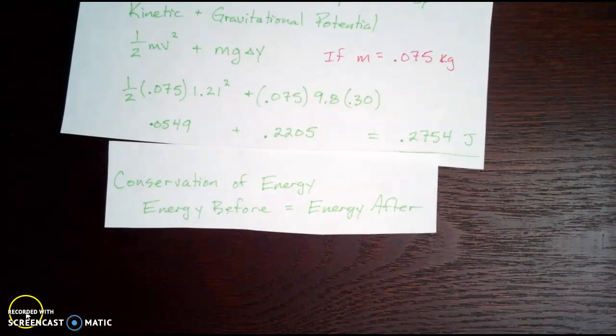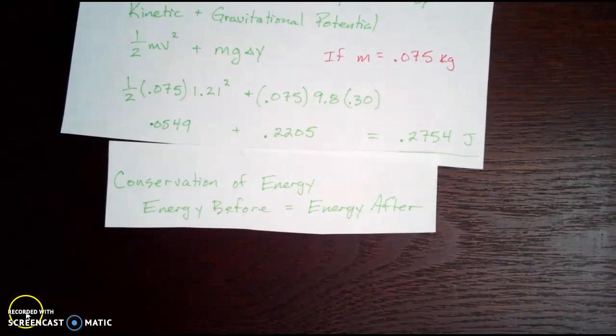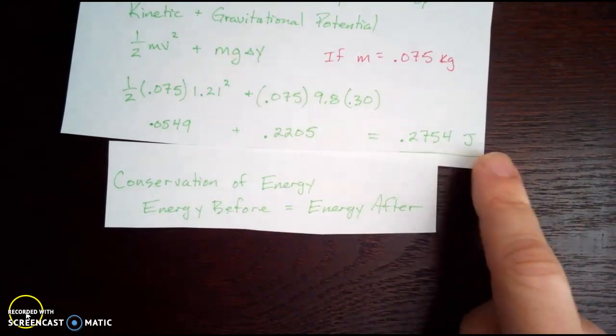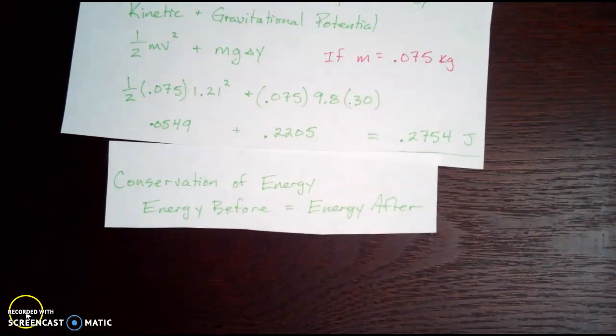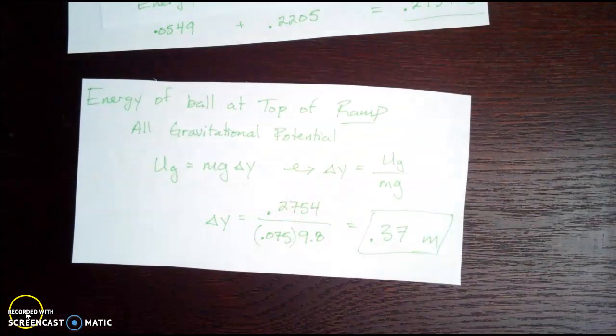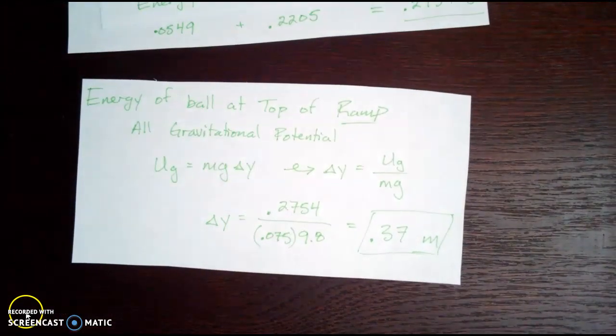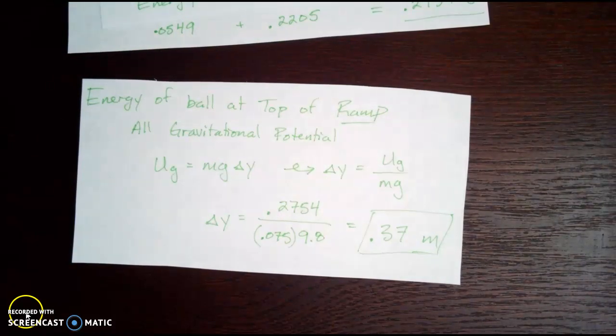So energy before equals energy after. So we know that the initial starting point of the ball on the ramp should have this amount of energy, assuming we don't have any friction. So the energy of the ball at the top of the ramp now should be all gravitational potential energy because we're starting with an initial velocity of 0. So that's our gravitational potential energy equation.